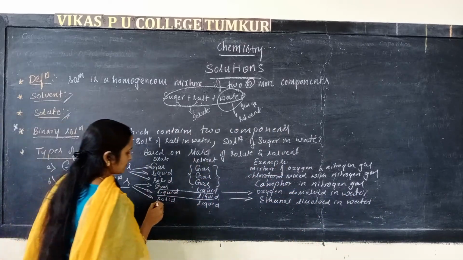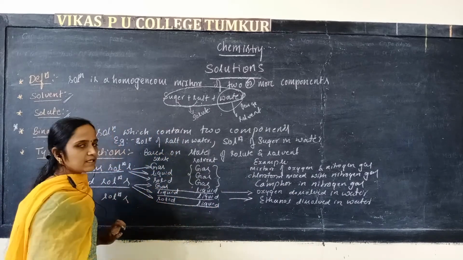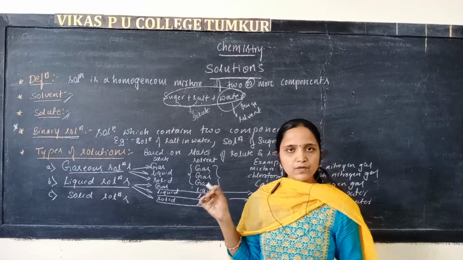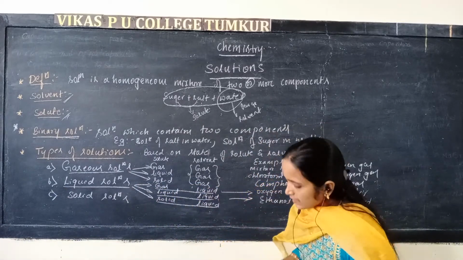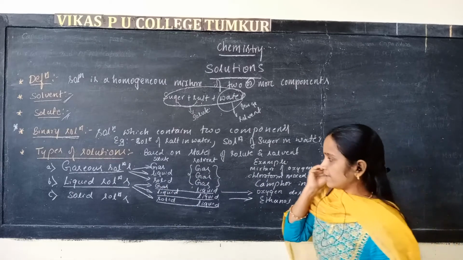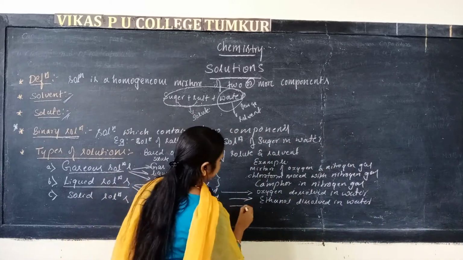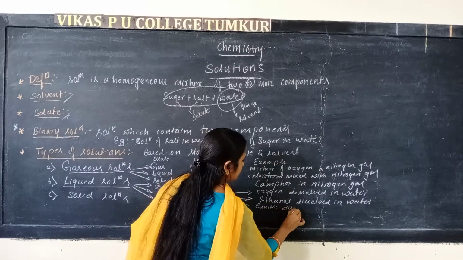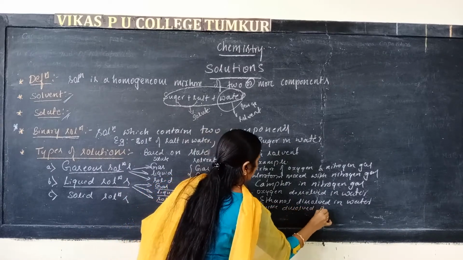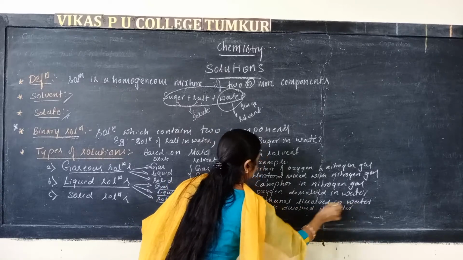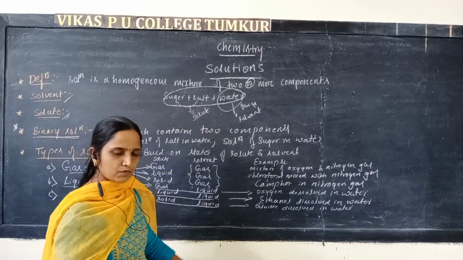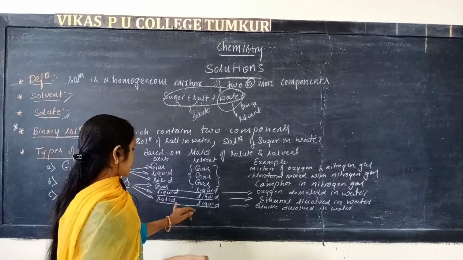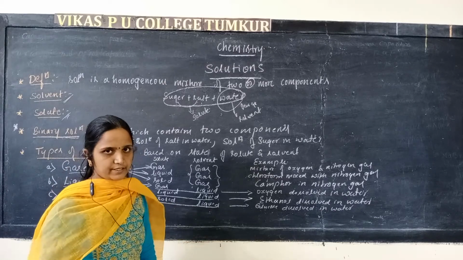Next, the third type of solution, that is solid in liquid. Solid is the solute, liquid is the solvent. We are going to take an example for this: glucose dissolved in water. Glucose dissolved in water means glucose, salt dissolved in water. Any solid dissolved in the liquid is an example for the liquid solutions.